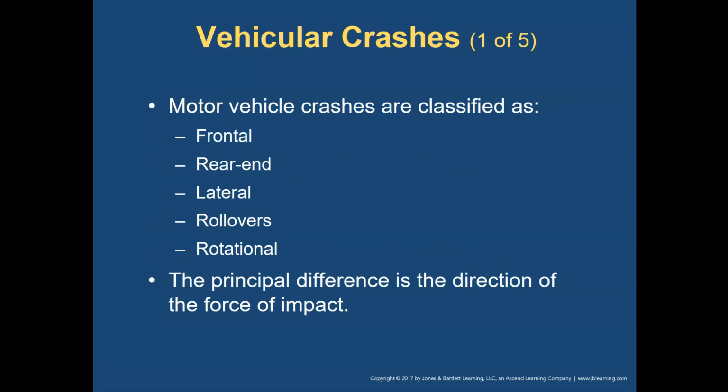Now, lots of different vehicular crashes. We have them all listed here. They're classified as frontal or head-on, rear end, lateral or T-bone, rollovers, and rotational, meaning it's like a spinning one. The principal difference is going to be the direction of the force of impact for these.